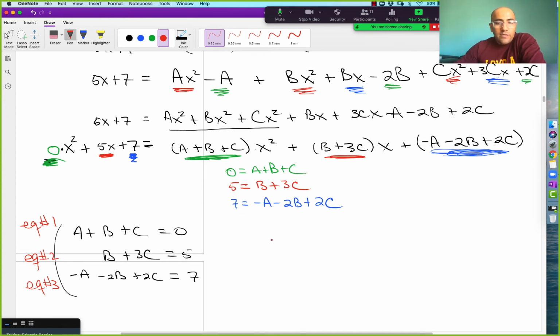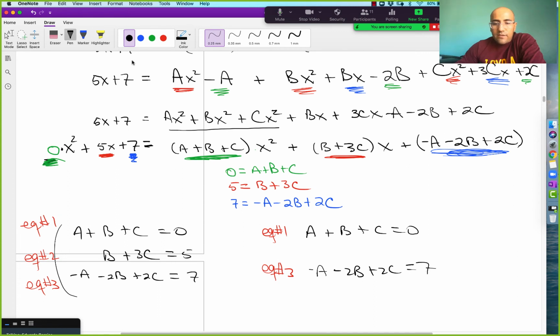Good, so that's what I'm going to do. I'm going to take equation number 1 and equation number 3, and I'm just going to add them. They already have additive inverses anyway. a plus b plus c equals 0, and minus a minus 2b plus 2c equals 7. If I add these two, the a's cancel, giving me minus b plus 3c equals 7. Good. I'll call that equation 4 now.